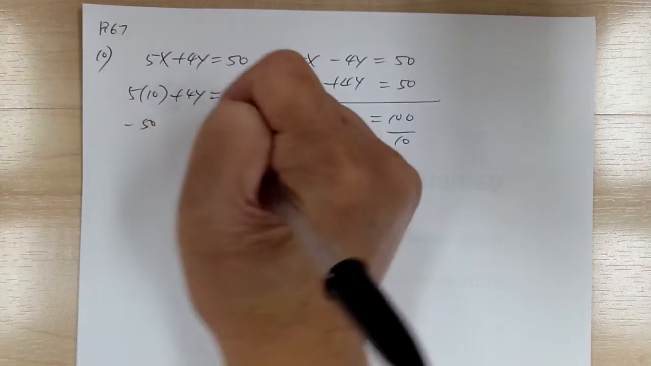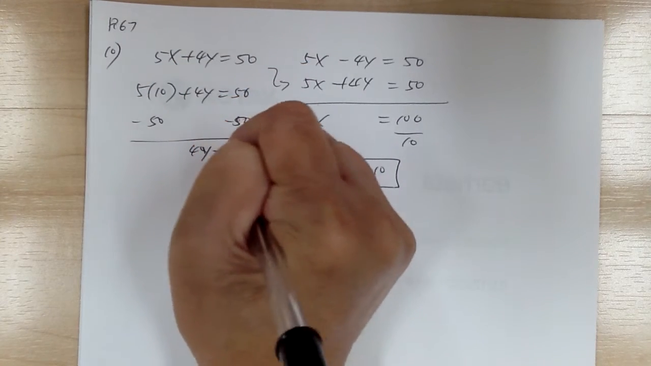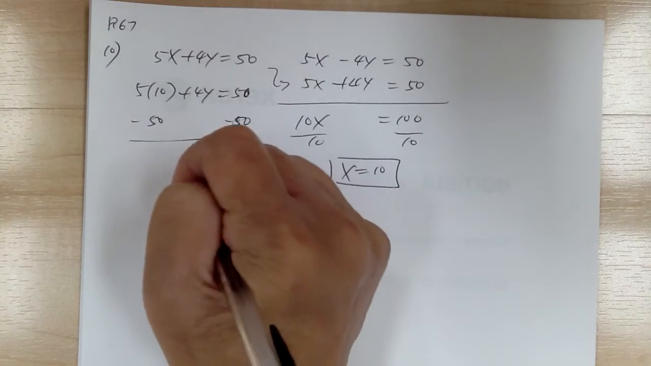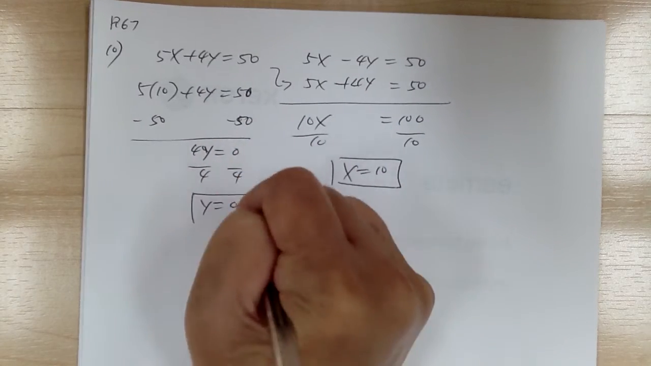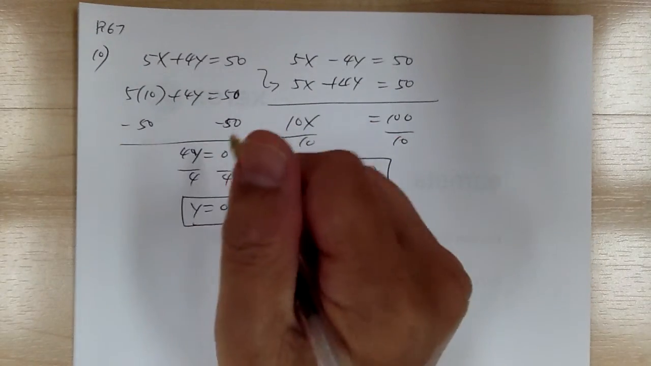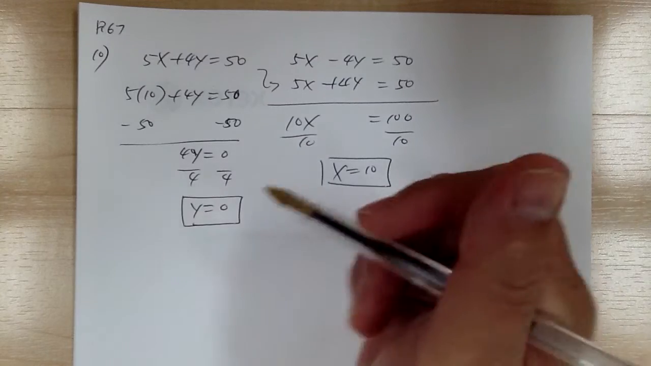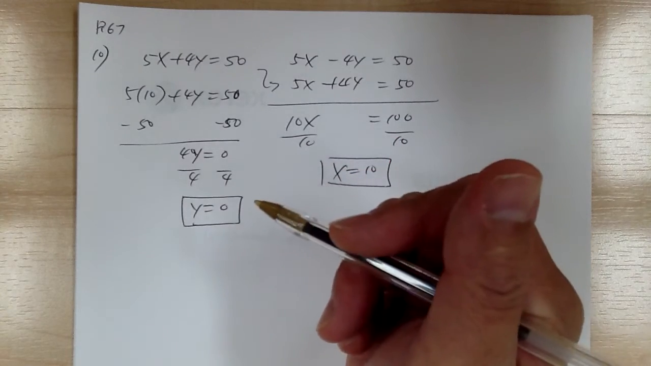And minus 50, minus 50. So 4y equal to 0. So divide by 4, divide by 4. So y equal to 0. Okay. Again, you want to show all your steps, so that way you can communicate what you're doing.